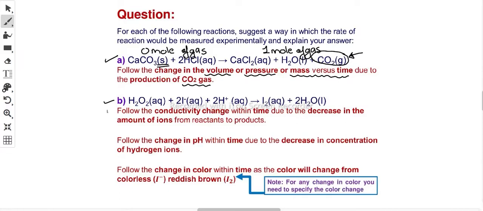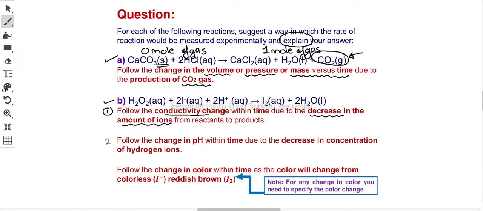First way, number 1: you can follow conductivity. Why? If you remember, conductivity is due to the presence of ions. So if you look, you're going to find that we have a decrease in the amount of moles of ions comparing the reactants to products. I have 2 I negatives, I have hydrogen ions as well. Looking at the products, I don't have any ions. So here the conductivity will decrease. Remember that whenever you want to explain, you need to state a decrease or increase in the property while answering, according to the past papers.